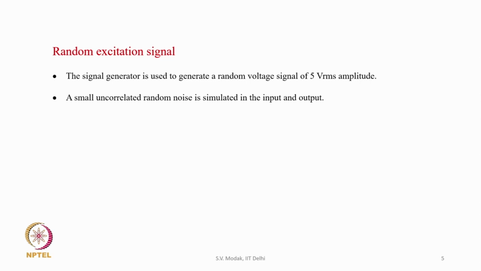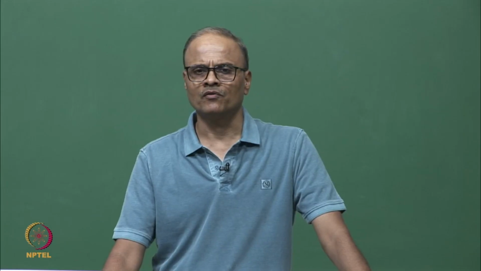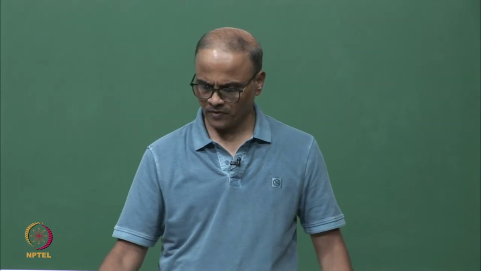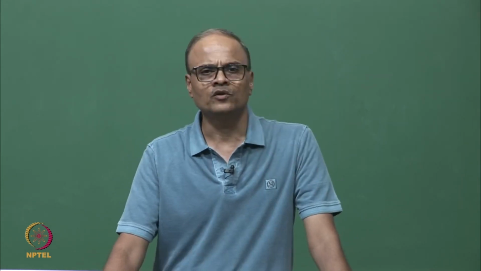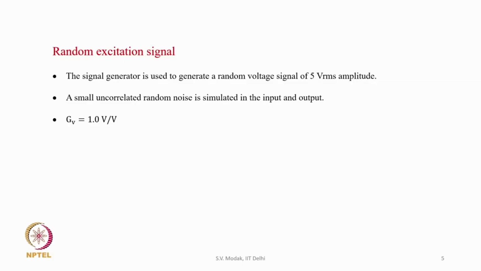We also add some small uncorrelated random noise in the input and output to simulate the process of measurement, in which also some amount of random noise might be present. Now this signal from the signal generator is fed to the power amplifier, and we have taken a gain of 1 volt per volt as the gain of the power amplifier, and then the output of the power amplifier is delivered to the shaker.